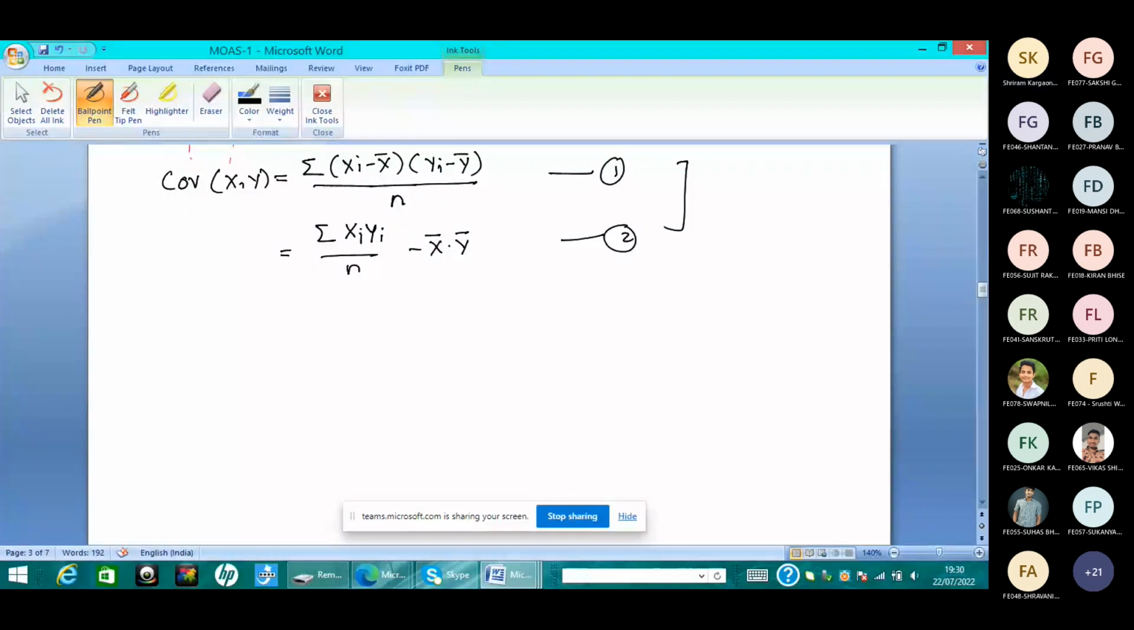So this is the formula for the covariance. You have to remember it. Now x bar means what? Summation xi upon n, the arithmetic mean of x. And y bar is summation yi upon n. So both are the means of x and y series, or x and y data.